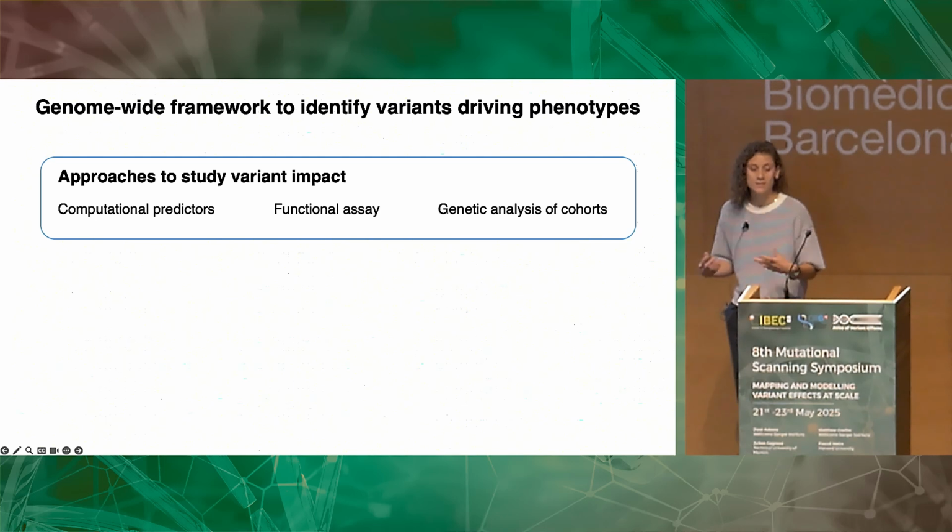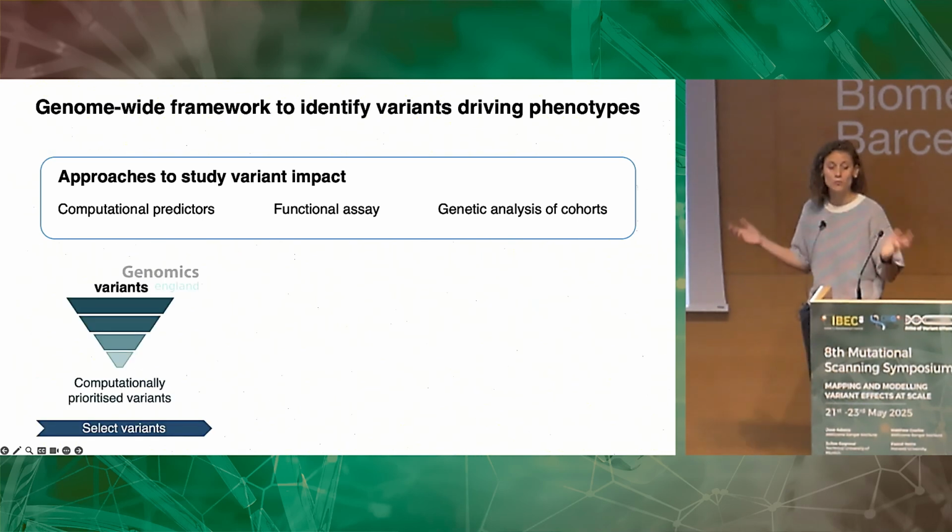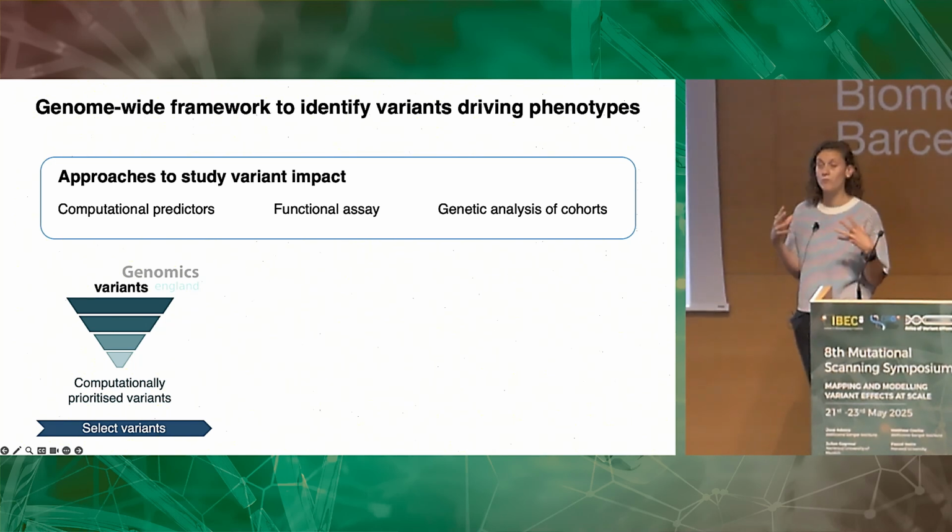So as we know in this conference, there are 3 big ways to look into variant effect: computational predictors, functional assays, and genetic analysis of cohorts. And in my project, we bring these 3 strategies into one single framework, aiming to identify as many pathogenic variants as possible across the whole genome. The framework consists of 3 simple steps. The first one aims to reduce the number of variants by prioritizing the best candidate variants, the variants that could possibly be deleterious.